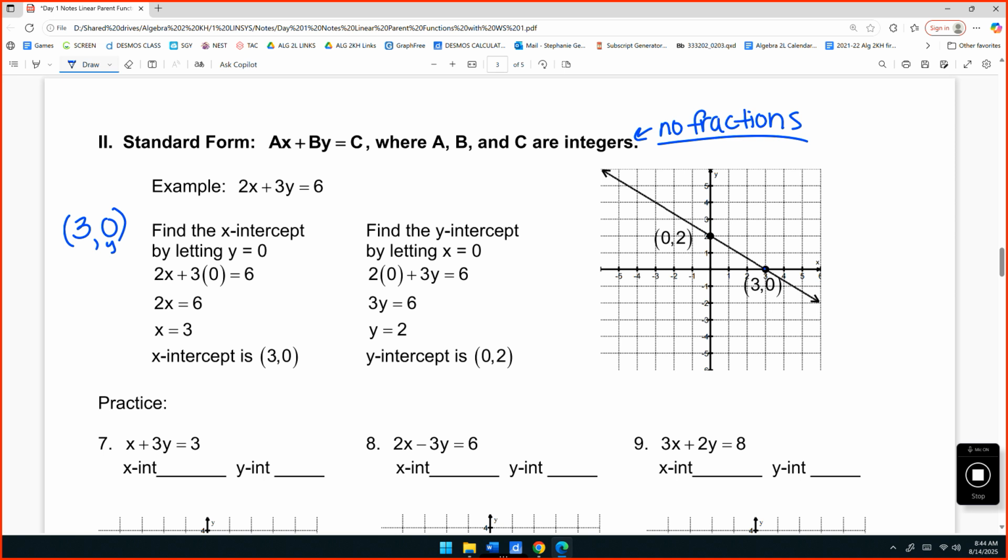Likewise, if I want to find the y-intercept, that means the x is 0, and I'm trying to figure out what the y is. And if the x is 0, we just go in the equation, plug in 0. Anything times 0 is 0. So we're just looking at 3y equals 6. Divide by 3, y is 2. So that's how we get a y-intercept of 0, 2. Okay, so let's practice that.